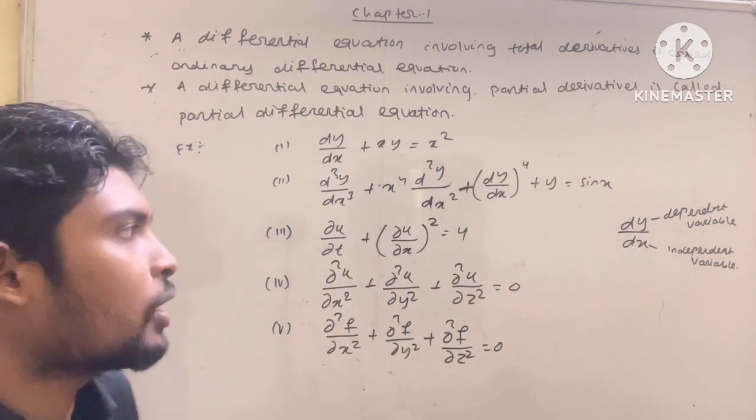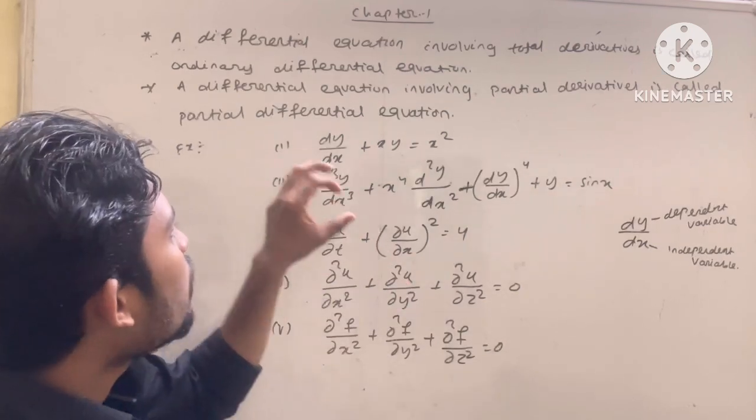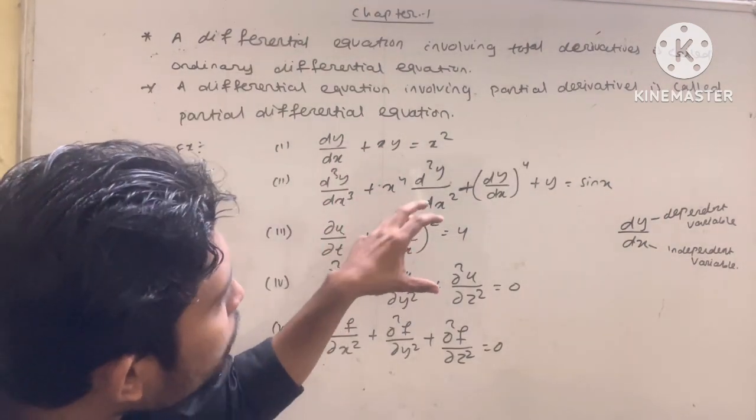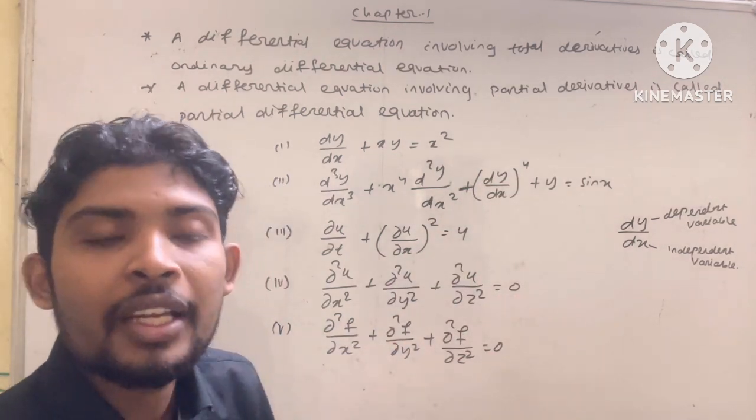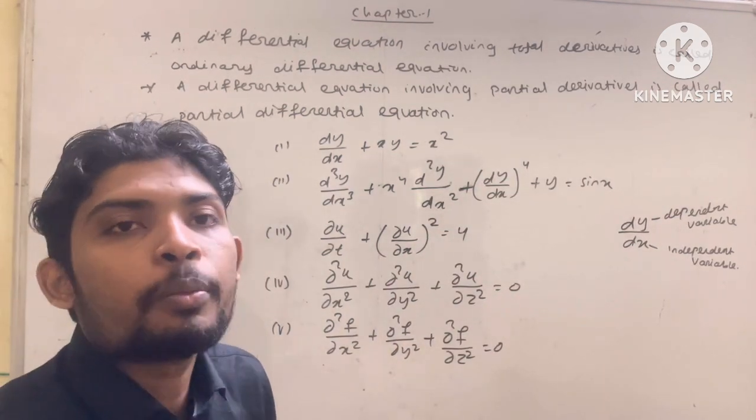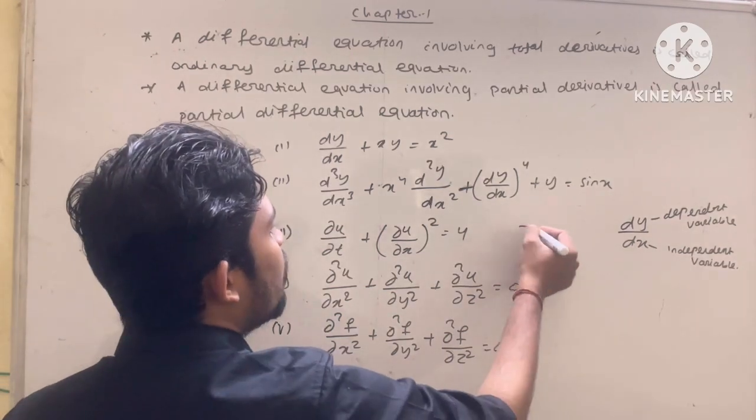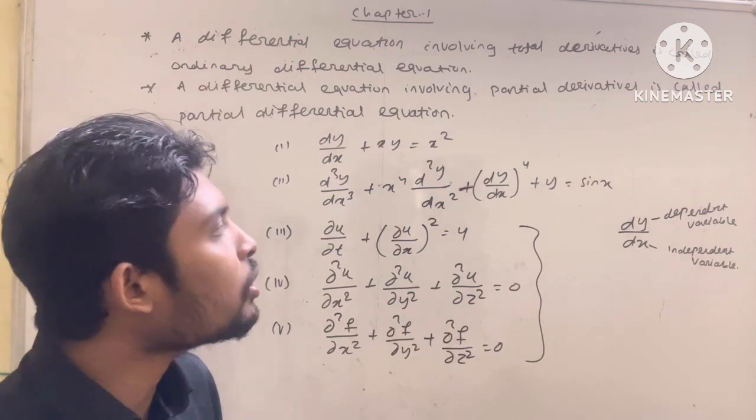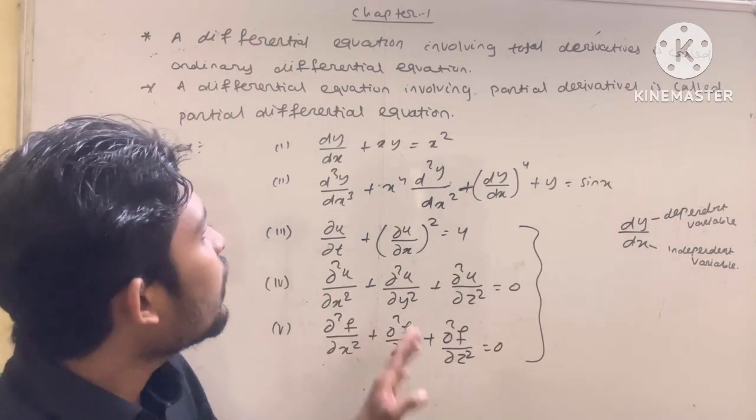Look at the first two examples. dy by dx plus xy equals x squared, and d cube y by dx cube plus x to the power 4 times d square y by dx square plus dy by dx whole to the power 4 plus y equals sin x. These two are ordinary differential equations, and the rest three are partial differential equations. You have to see this clearly. It is very clear.